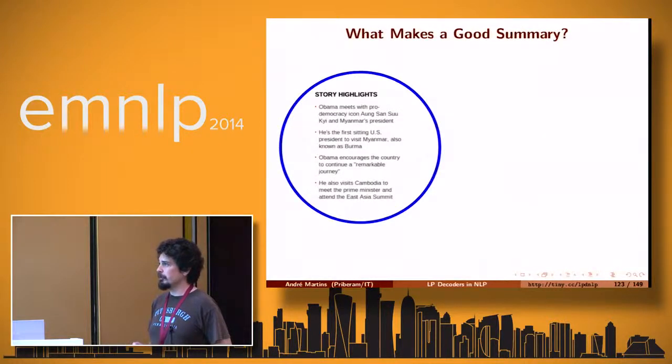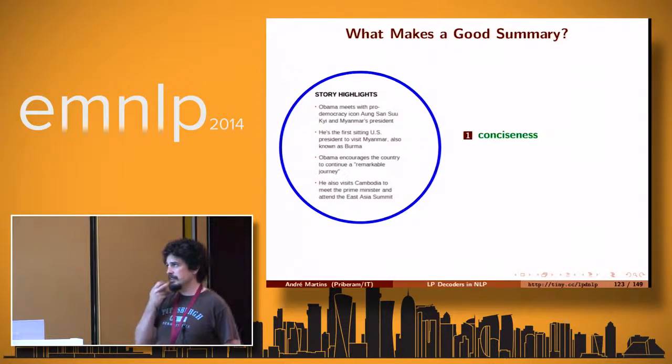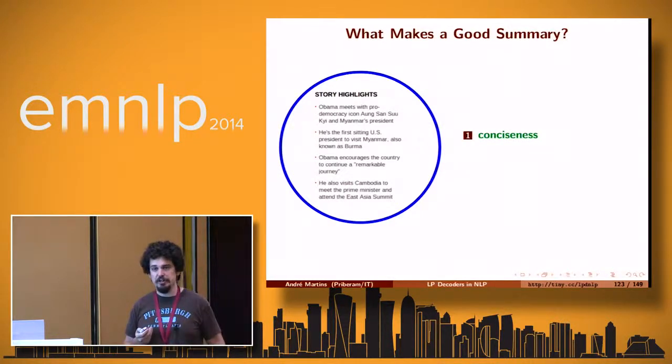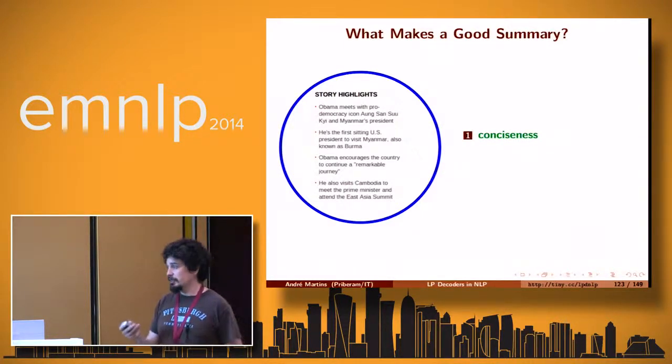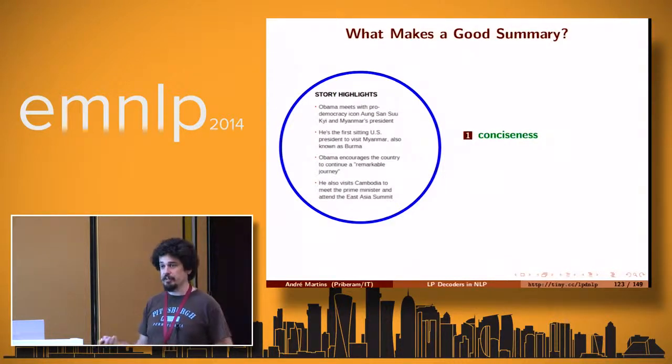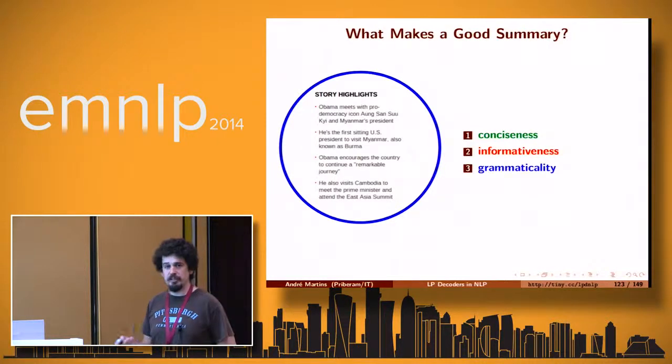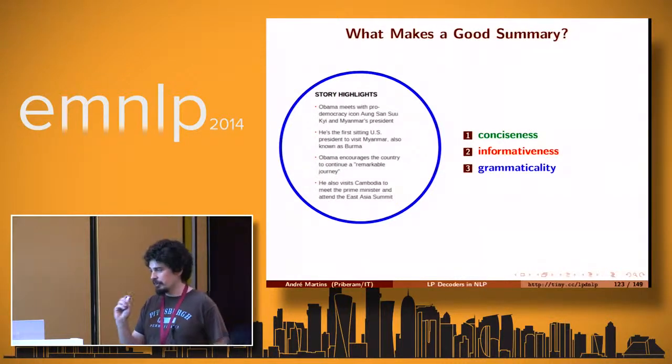Now, if you think about this problem, there are three things that can make a good summary. The first one is a good summary needs to be concise. Otherwise, it won't be a summary in the first place. The second thing is it should be informative, so it should retain all the important information in the original documents. And the third aspect is that the sentences that compose the summary should be grammatical. So there are these three dimensions, and we are going to formally define each of these three things as a single optimization problem.